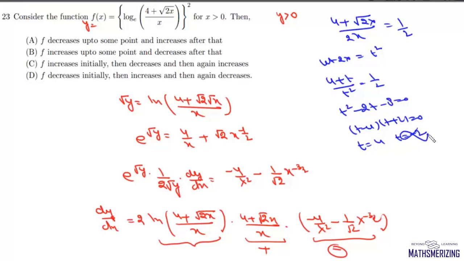So we won't consider t equals minus 2. So the only option that we have here is t equals 4. And if we put t equals 4, we'll get x equals 8. So this function changes sign at x equals 8. Between 0 and 8, this value will be negative, and from 8 to infinity, this value will be positive. So this function decreases up to some point and then increases after that, and that's your option A.